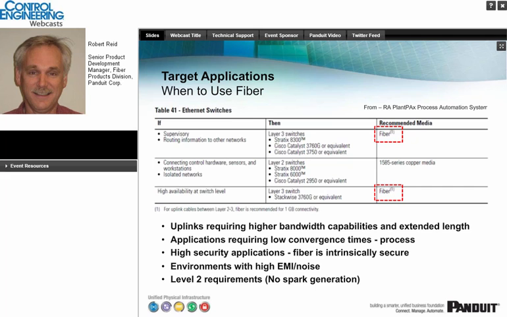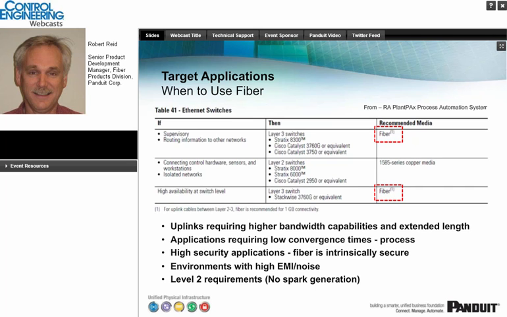So why fiber? Why would you use fiber? There is guidance in some of the Rockwell Automation material. This is from the PlantPAx Process Automation System Guide. Why would you use fiber? Fiber uplinks, higher bandwidth capability, future-proofing capability. There are fiber networks now that support 40 and 100 gig. Future-proofing is important. Getting fiber closer to the application to future-proof at extended length. This provides solutions beyond 100 meters, which is the limitation of copper. We have solutions that are tens of kilometers. A 10-100 multimode low-cost fiber solution goes out to 2 kilometers.